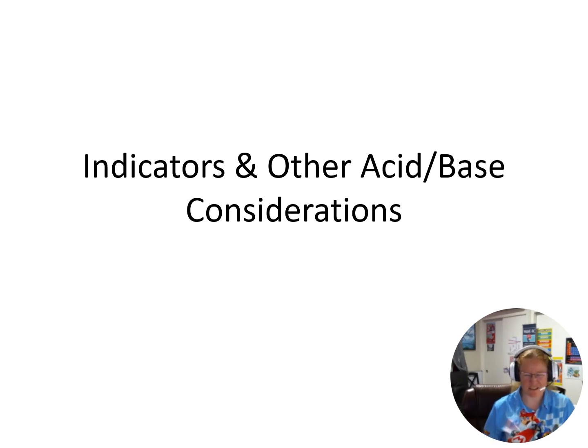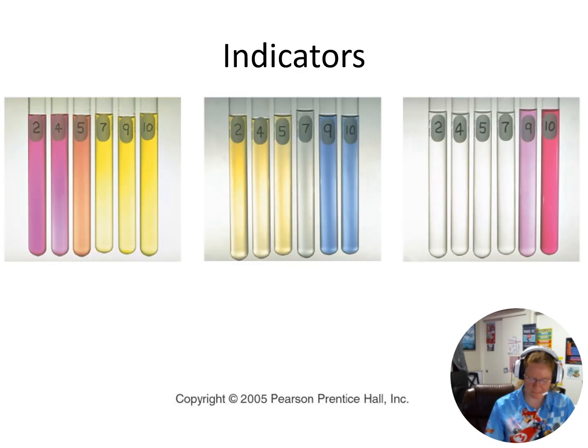A few final considerations here. So indicators. We have a lot of different indicators. Some indicators can indicate over the entirety of the full pH scale. Other indicators, most other indicators, indicate in a very narrow range, usually plus or minus 1 pH unit of what is called the pKa.